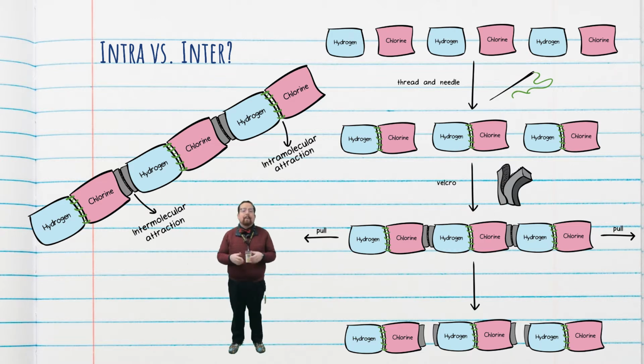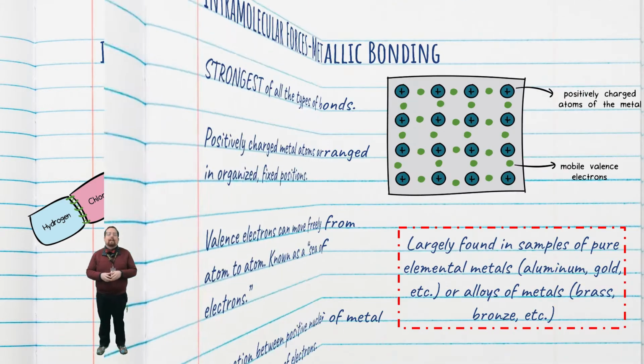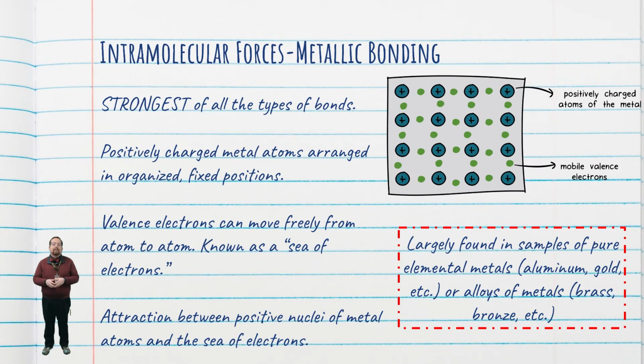If you were to pull at opposite ends of this line of rags, where do you think they'd break apart? At the velcro between each molecule, or at the threads that hold the atoms in each molecule together? Of course they'd break at the velcro. Our intramolecular thread, the bonds, are significantly stronger and require much more effort to break them apart than our intermolecular velcro, the London dispersion and dipole-dipole attractions in this example. Let's talk about the intramolecular forces first.